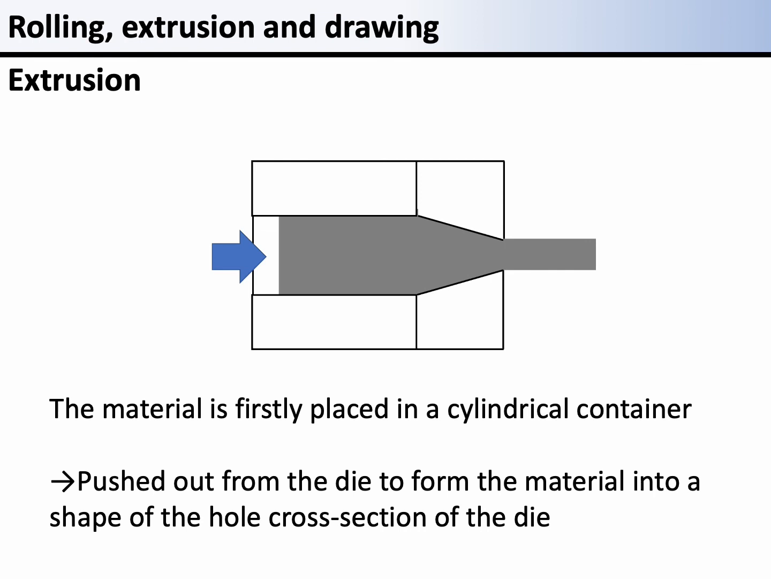In extrusion, the material is first placed in a cylindrical container, which is called a container, and then pushed out from the die to form the material into the shape of the whole cross-section of the die. Aluminum frames are formed by using this process. The die and other equipment in extrusion are exposed to higher temperatures and pressure, so the equipment should be carefully maintained.